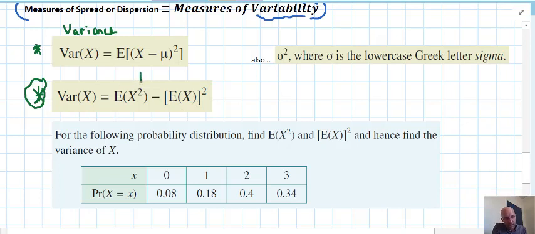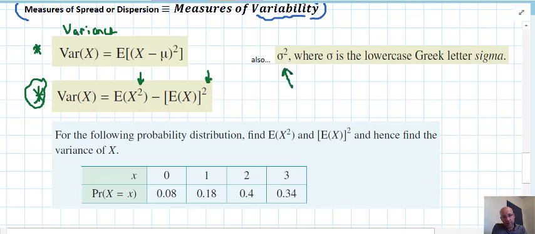Now be careful with it, that's the only thing. It's the expected value of x squared. So we have to find x squared first, minus the expected value all squared. I'm going to have to show you how we apply that because it's not immediately obvious.